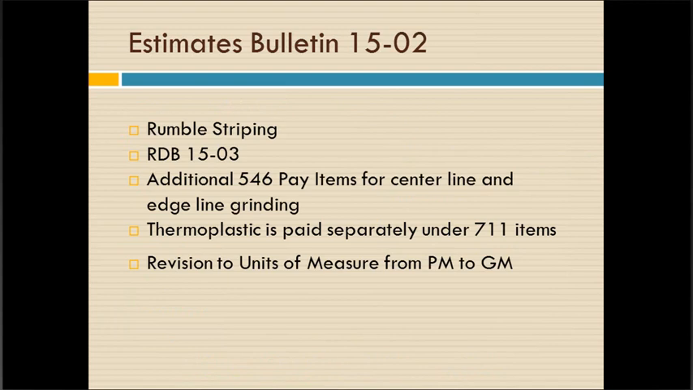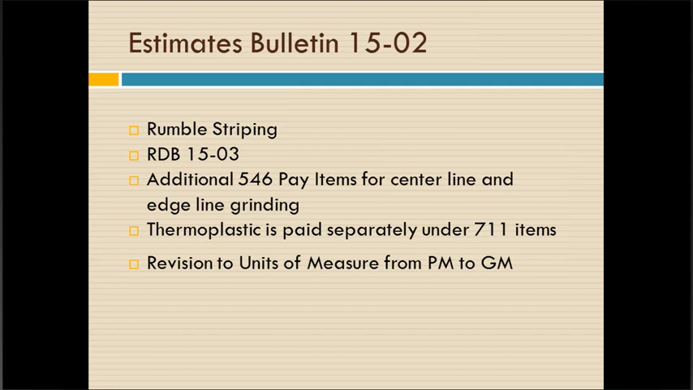Similarly, Estimates Bulletin 1502 is the one that goes along with the rumble striping bulletin that Chester just went over. And we did add those additional 546 pay items for the grinding part of the center line and edge line. And remember that the thermoplastic is paid separately. If you use that rumble striping, do not forget to put those 711 pay items in there. Also, we made the unit change there. What was per mile was changed to gross mile.